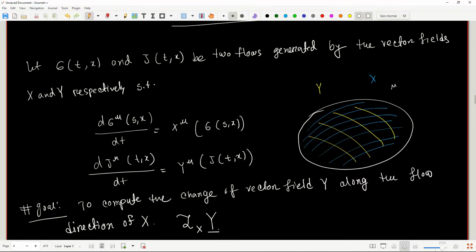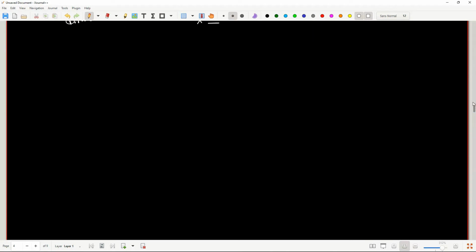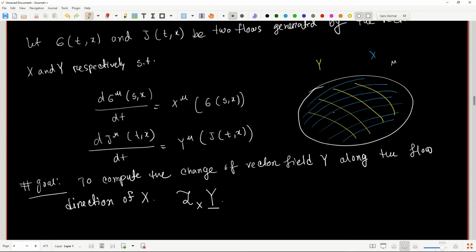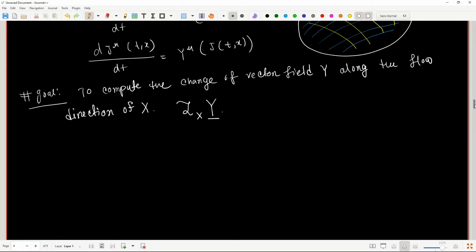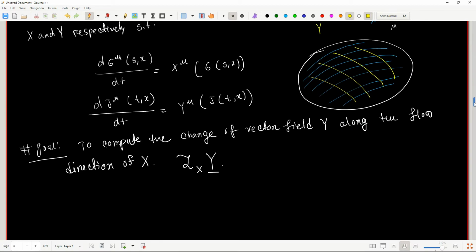This means you are trying to compute the change of the vector field y along the direction x, and this L means the Lie derivative, and we will define this in a few seconds. But first let us talk about the machinery that we'll need. So now I'll draw this picture again, but in a simplified manner, where I will get rid of this M and I will only represent these lines. So note the flow generated by x as the blue thing, and the flow generated by y as the yellow thing.